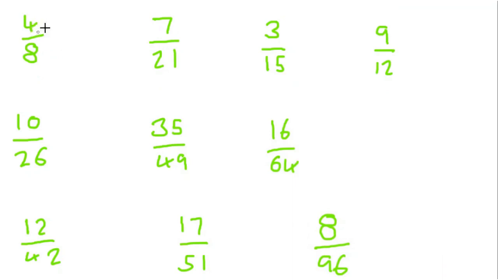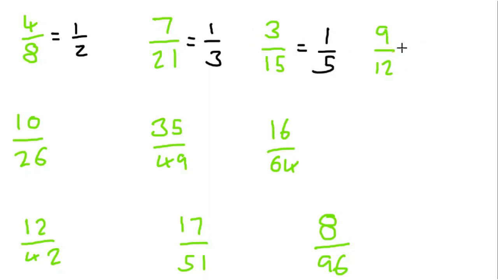So 4 over 8, well, we can divide both top and bottom by 4 and that gives us 1/2, and that can't be simplified further. 7 over 21, both are multiples of 7, so dividing both top and bottom by 7, we get 1 over 3. 3 over 15, again similarly, both can be divided by 3 to give 1 over 5.